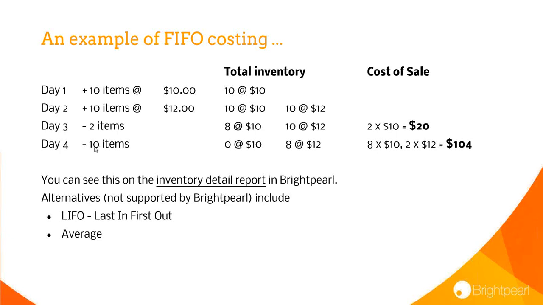On day 4, we sell a further 10 items, which consumes 8 at $10 because we're doing the oldest inventory first, and then a further 2 of your $12 stock. So 8 times 10, 2 times 12, $104 cost of sale. So that's the concept of first in, first out.